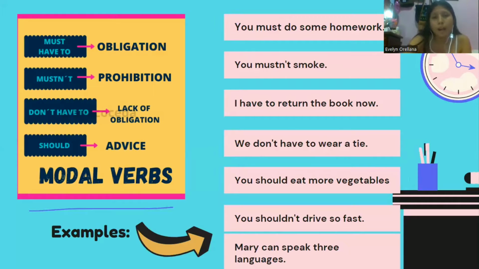We can learn that can is ability. Example: Mary can speak 3 languages. Should is for advice. Example: you should eat more vegetables. You shouldn't drive so fast.